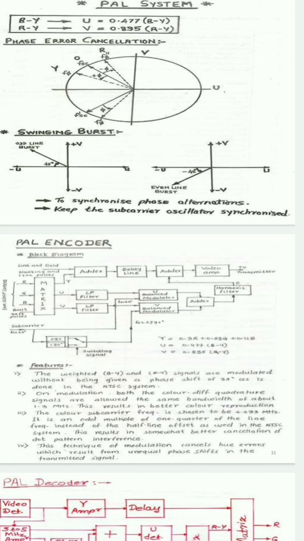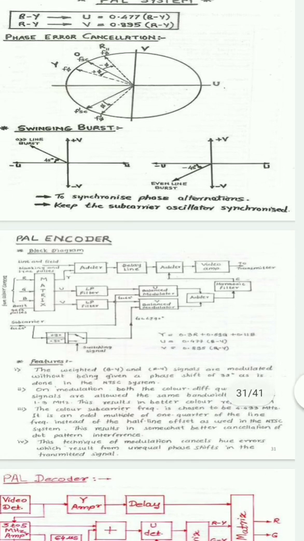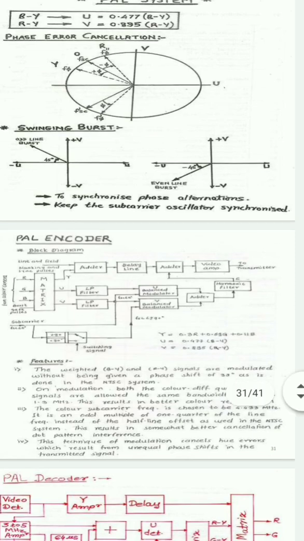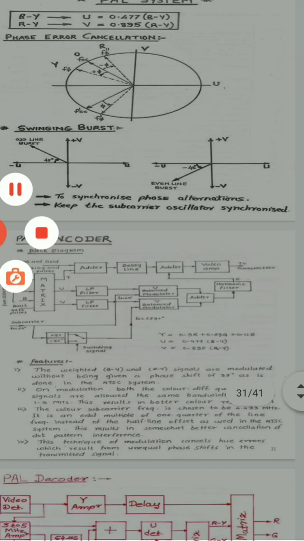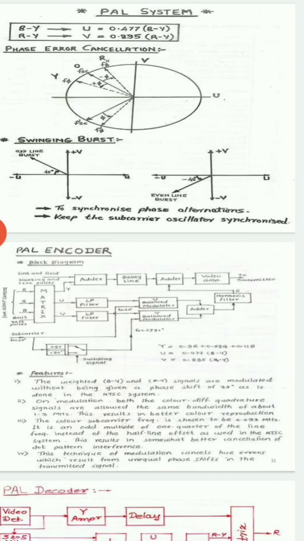So if we are using the PAL system, there is phase error cancellation. If we are doing the phase error cancellation, at that time phase errors are rectified in the PAL system. There are three basic TV systems, which are nothing but PAL, NTSC and SECAM.